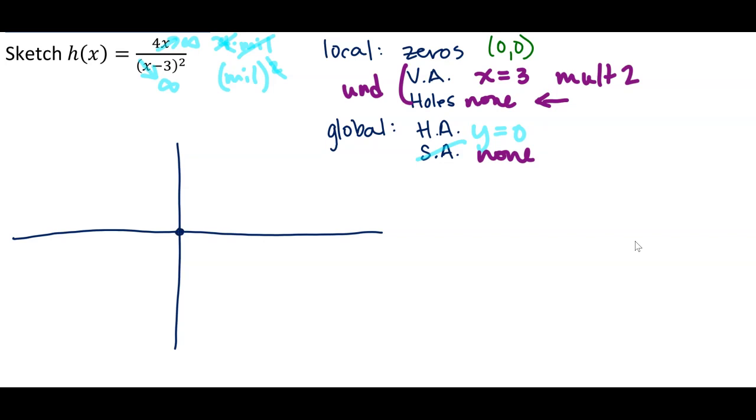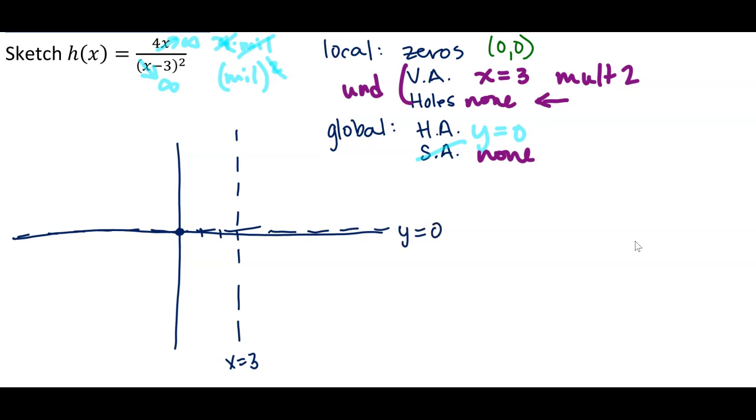But we can get a pretty good graph with just this usually. We have an x-intercept at the origin. We have a vertical asymptote at 3. Always draw these in. x equals 3. And a horizontal asymptote at y equals 0. Okay, so this one is actually interesting. I think I probably will need one more point.